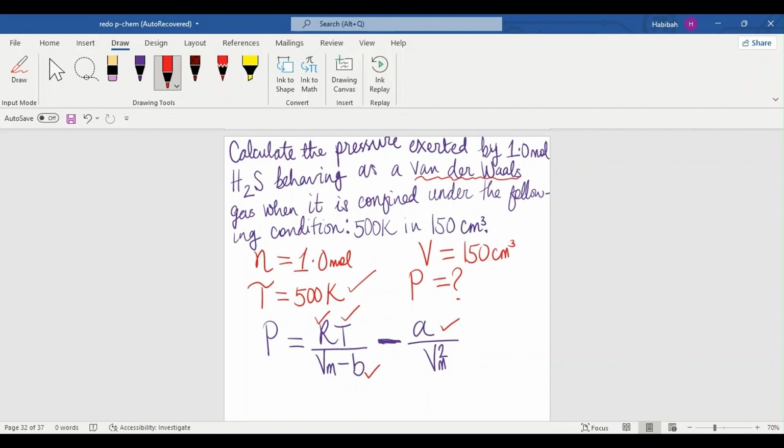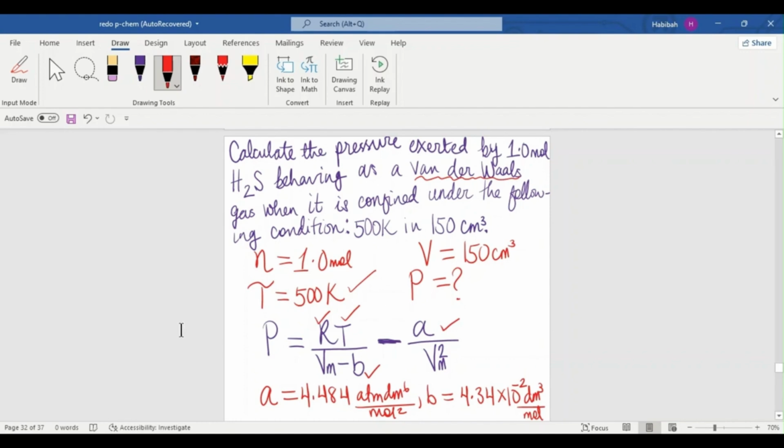So looking at the back of my textbook, I determined that the value for A, the van der Waals parameter, is 4.484 atmosphere dm^6 per mole squared. And then the value for B was simply 4.34 times 10 to the power of negative 2 dm cubed per mole. So that's basically it. So now we have the value for A and B.